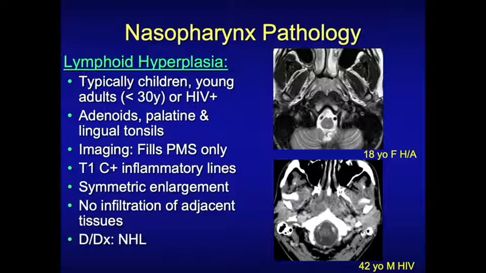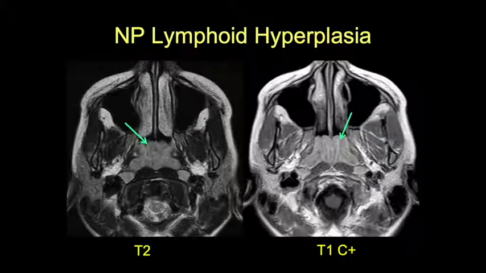And this is a different patient with HIV. You can see there's marked hypertrophy of the adenoidal tissues filling this nasopharynx, and also in this case, a small cyst in the parotid, likely a lymphoepithelial cyst. The main thing that we're worried about differentiating this from is lymphoma.